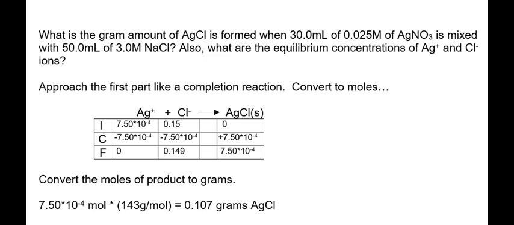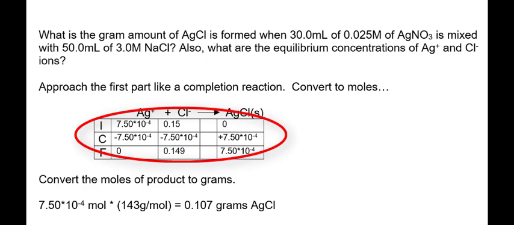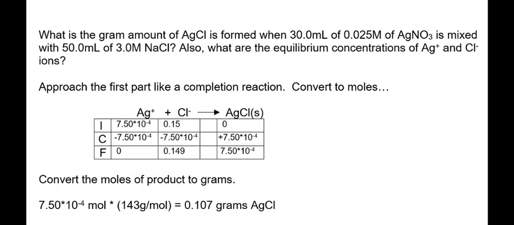I set up an ICF table, as I did in 151. We're going to treat this formation of the precipitate as a completion reaction like we did in 151. So I converted the volume and molarity information into moles, entered those mole values into the table, and we're going to assume initially that there's no silver remaining, and 7.5 times 10 to the minus fourth moles of the precipitate formed. Converting that mole amount to grams, we answered the first question, which is the amount of grams of precipitate formed, which is 0.107.